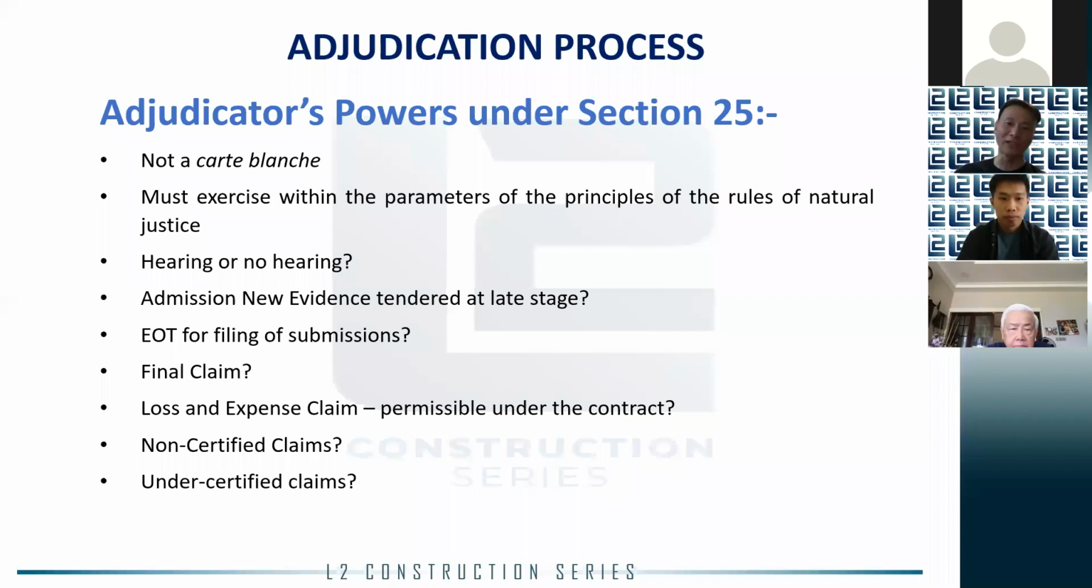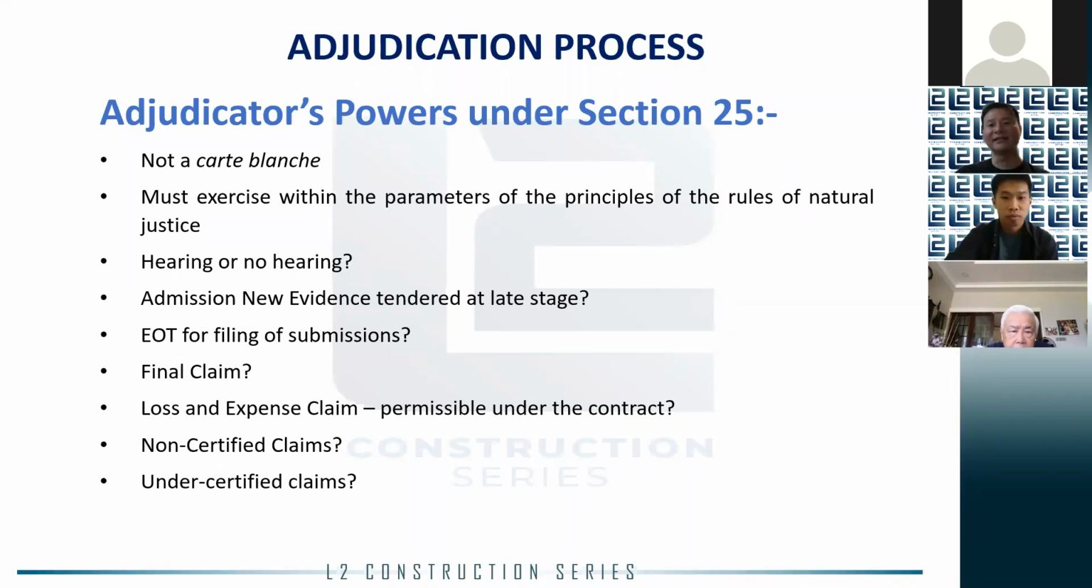You can still launch a claim based on your payment application, so long as the timeline for them to certify has already passed. If there is no timeline for certification to be done by the SO or the contract administrator or the architect, then Section 36 will come to save you. It says that payment will be due within 30 days upon the service, not filing, upon the service of the payment application or the invoice.